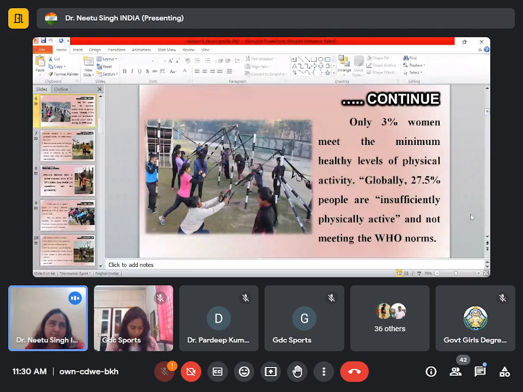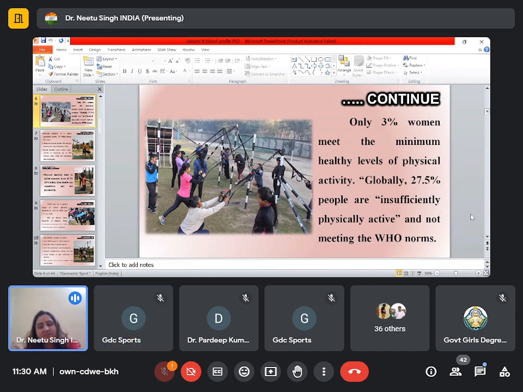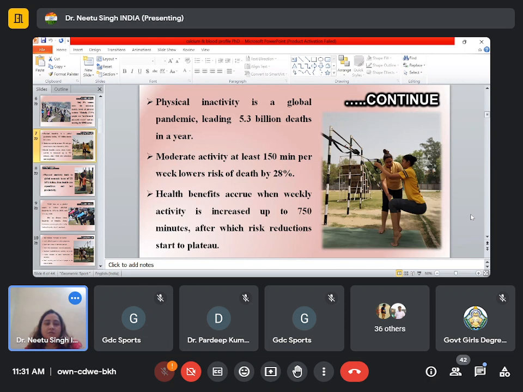And in this presentation, we will talk about females more because this research is conducted on females only. Only 3% of women meet the minimum healthy level of physical activity. And globally, only 27% of people, male and female both, are insufficiently physically active and do not meet WHO, World Health Organization, norms of physical activity.